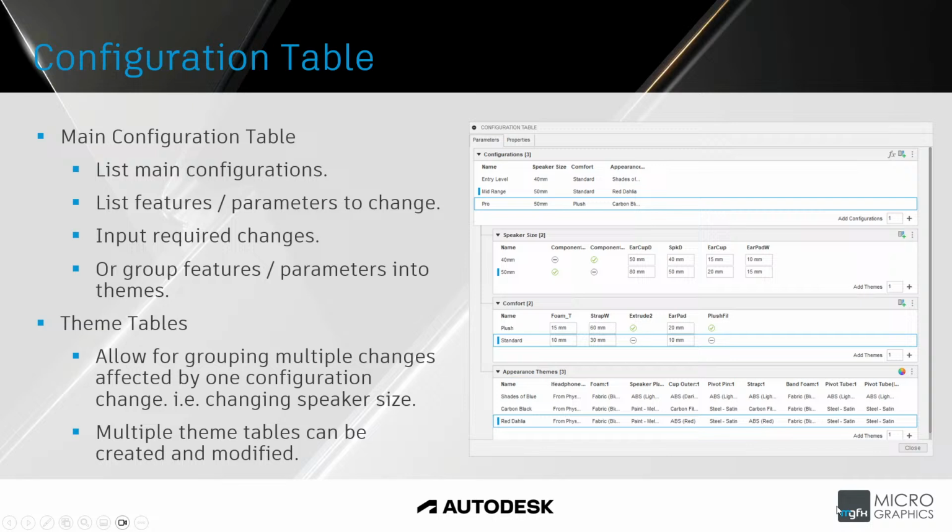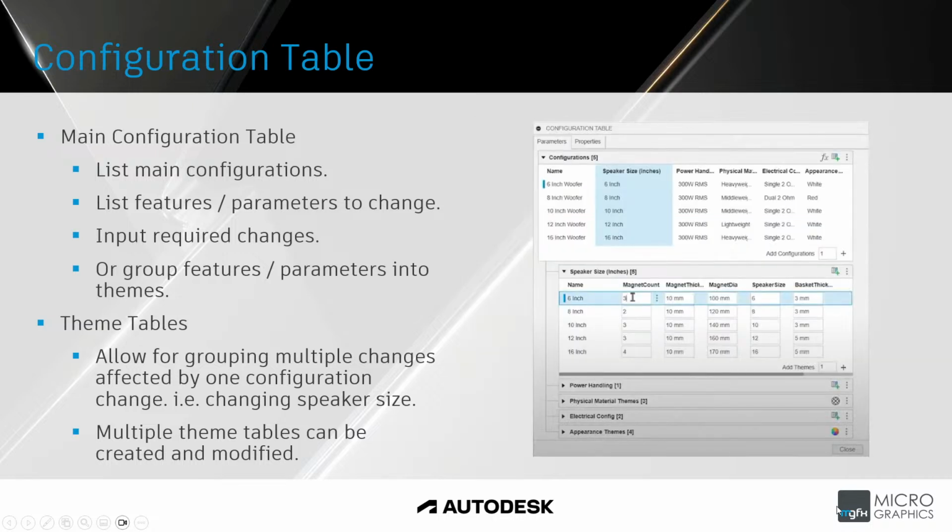Now, just as another example here, this is one from Autodesk's material. They have a speaker, a subwoofer, which in the main table at the top allows you to go through the different configurations for the speaker size, anywhere from 6" up to 16". And you will see to the right of that, there are various themes that are linked. So we have the speaker size, and that is the first theme table we see open at the bottom there.